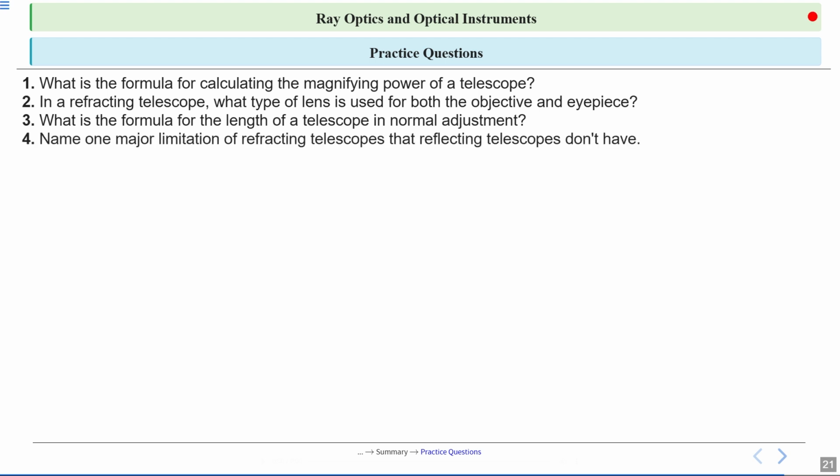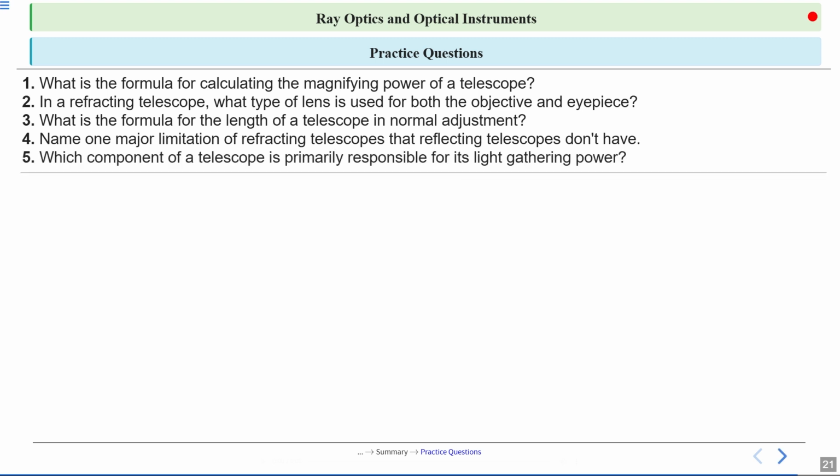Next, let's discuss limitations of refracting telescopes. Name one major limitation of a refracting telescope that reflecting telescopes don't have. Which component of a telescope is primarily responsible for its light gathering power? Let's consider what gives a telescope its light gathering power. The primary component responsible for this is the objective lens or mirror.